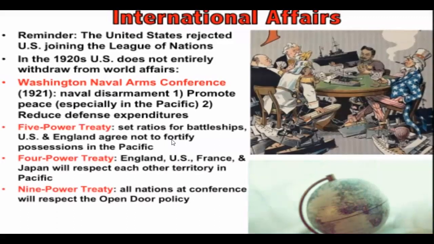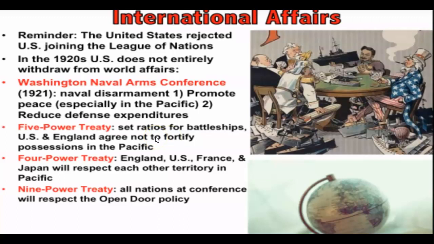That was 1921. There were a series of treaties that came out of this conference, the 5, 4, and 9 power treaty. And I'll try and sum these up here. You can see that most of them set quotas for the number of battleships that England and the United States could possess. The 4 power treaty was signed with England, US, France, and Japan. We would respect each other's territory in the Pacific. And then we have the 9 power treaty, where all countries involved in this conference would respect the open door policy as it relates to China and trade. If you remember the open door policy from the 1880s and 90s.